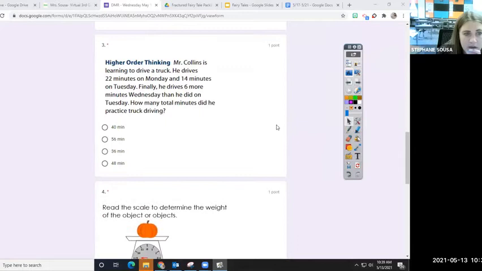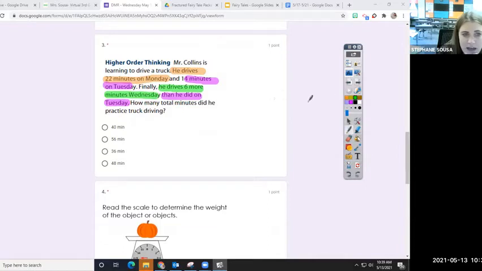All righty, number 3. Mr. Collins is learning to drive a truck. He drives 22 minutes on Monday and 14 minutes on Tuesday. Finally, he drives 6 more minutes Wednesday than he did on Tuesday. How many total minutes did he practice truck driving?